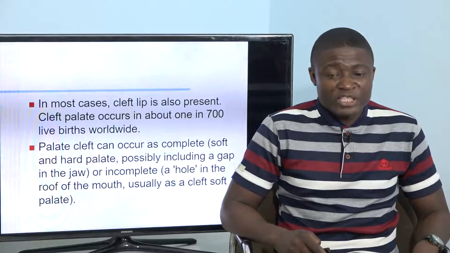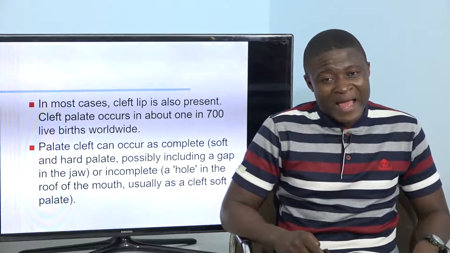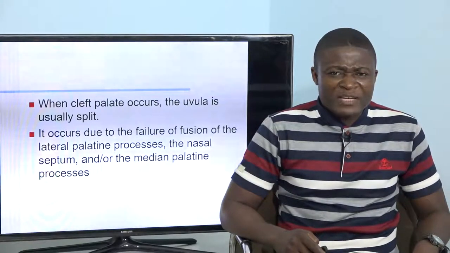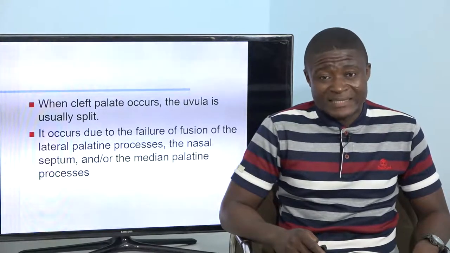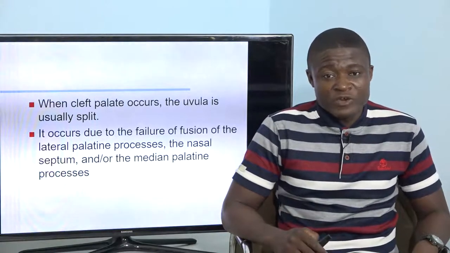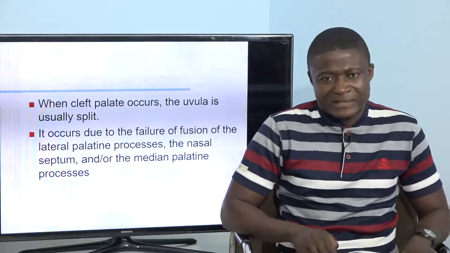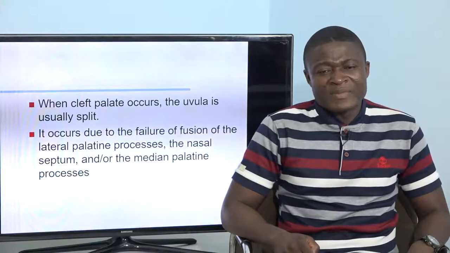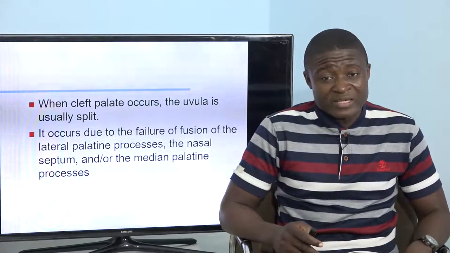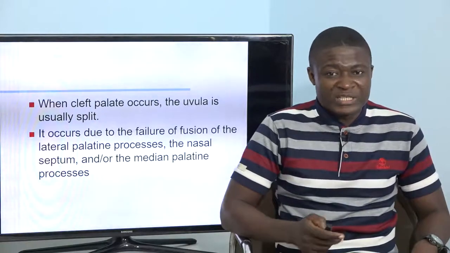If you've forgotten your anatomy, I urge you to go back and read on the structures of the mouth, and you will get to know what the palates are, and then you can understand what exactly we are talking about here. When cleft palate occurs, the uvula is usually split. Anatomy will show you what the uvula is; I know the majority of you still remember. If you don't remember, refer to the uvula. It occurs due to the failure of fusion of the lateral palatine processes, the nasal septum, and or the medial palatine processes. Reading the structures of the mouth or the base of the skull generally will give you what all these structures are, because I cannot demonstrate it here.